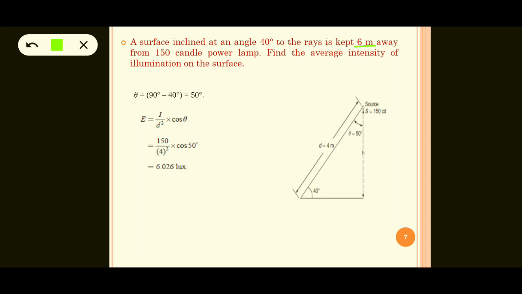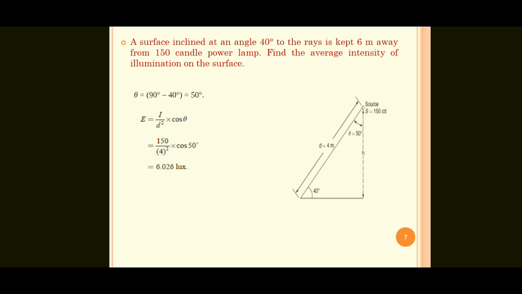So illumination, now substituting in this equation, finally we got 6.026 lux. Here 4 meters, not 6 meters. Illumination, the unit is lux. So anyone we can substitute, we will get the same value: I by d square cos theta or I by h square cos cube theta.